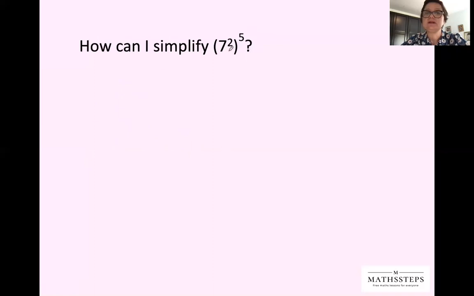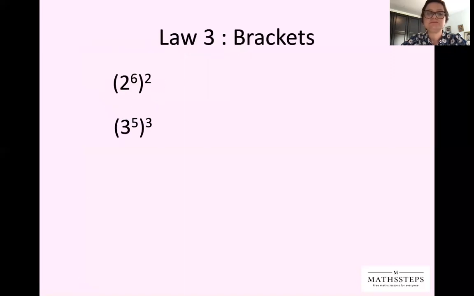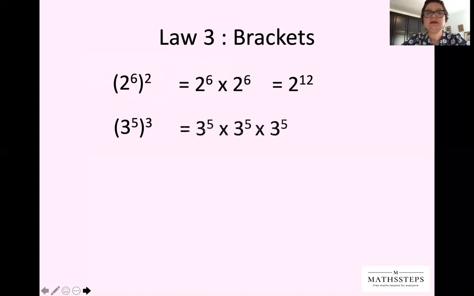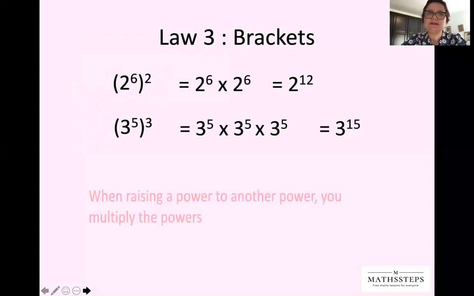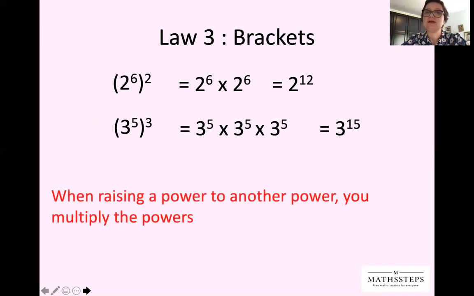Let's have a look at this one here. Now, we can do this straight away. 7 to the power of 2, all to the power of 5, is the same as 7 to the power of 2 times 5. So the answer is going to be 7 to the power of 10. The answer to this one is 2 to the power of 12, so 6 times 2. And the next one, obviously, is 3 to the power of 15. So when raising a power to a power, you must multiply the powers.